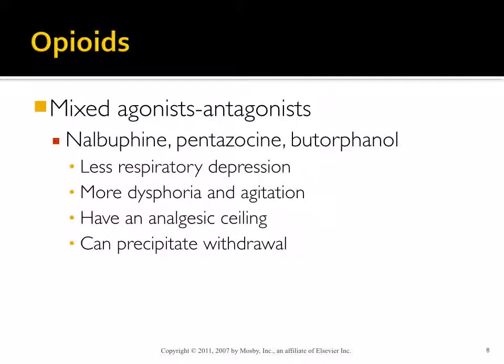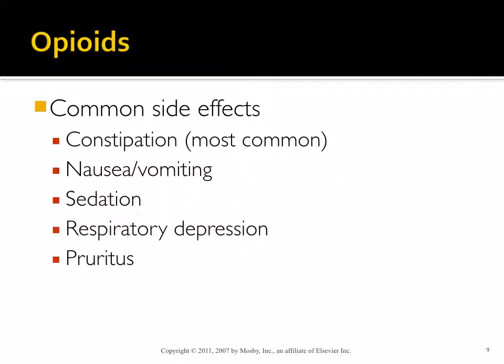In the trials, I'll be happy if you know that nalbuphine, pentazocine, and butorphanol are mixed agonist antagonist drugs, and they have an analgesic ceiling, less respiratory depression, and can precipitate withdrawal. Common side effects. Next slide.